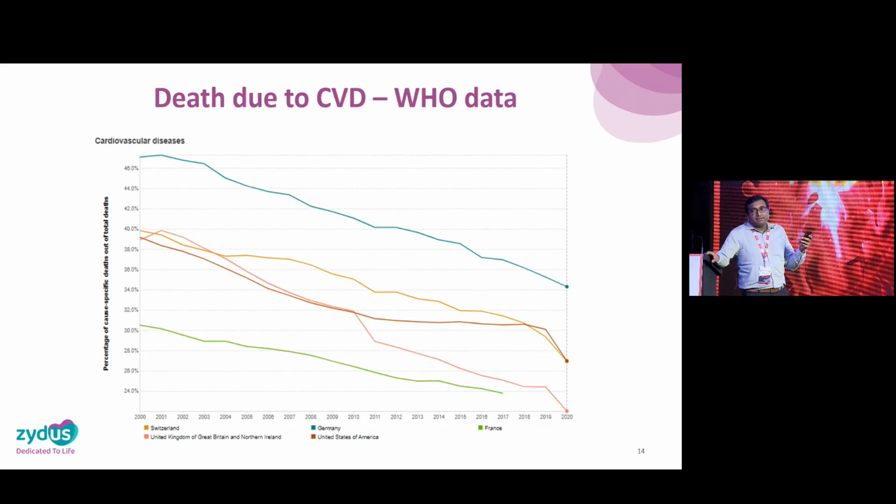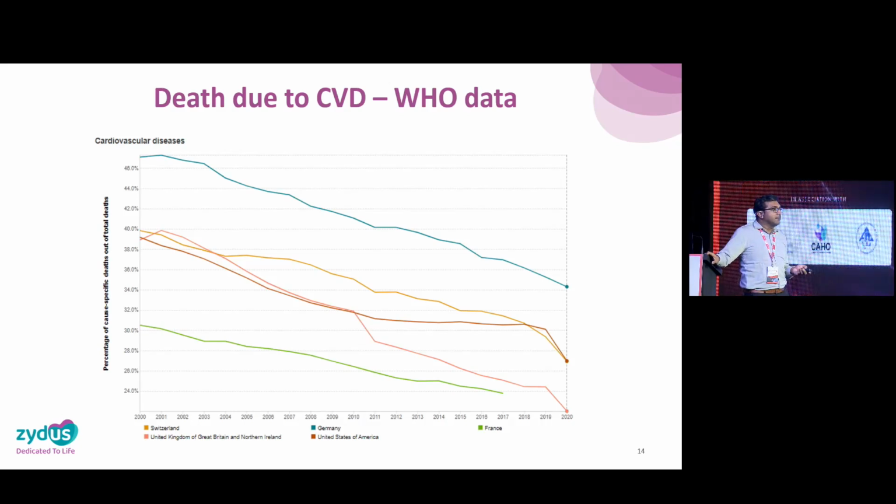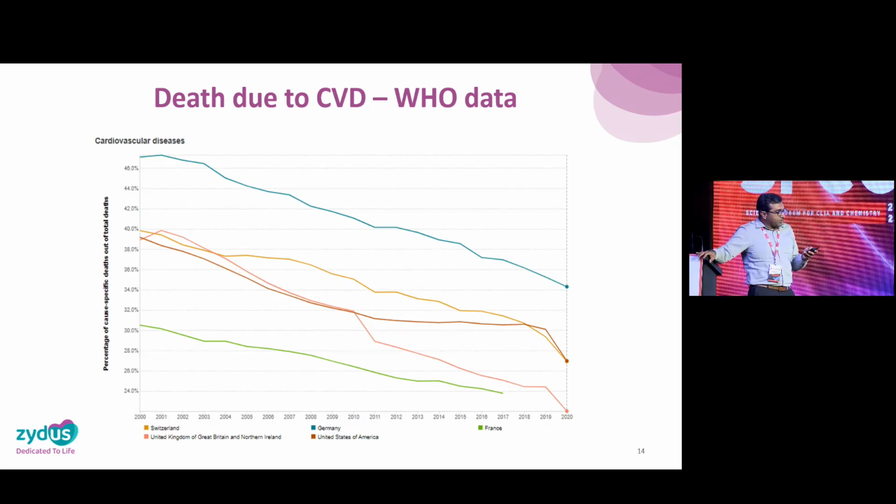So the pharma companies, or we the scientists, are understanding more and more the mechanisms or pathophysiology of atherosclerosis and vascular disease, which they are using in the development of drugs. Because of that only, the percentage of death due to cardiovascular disease is decreasing over the period of years.